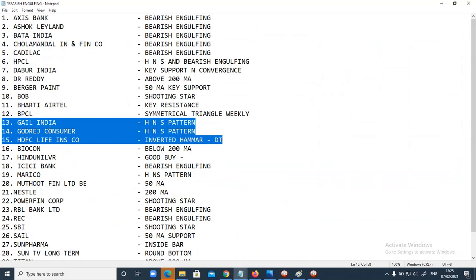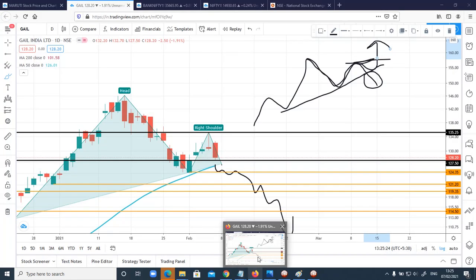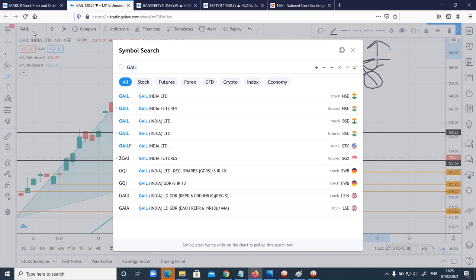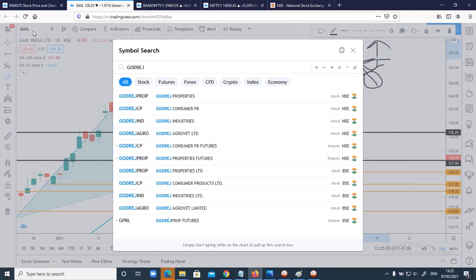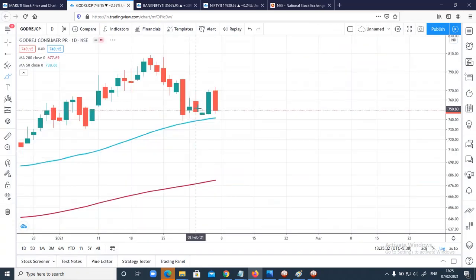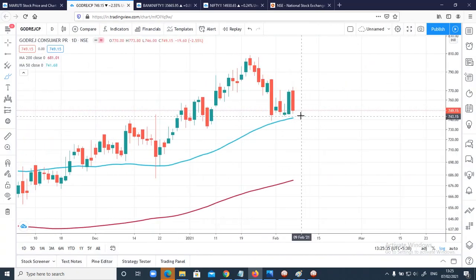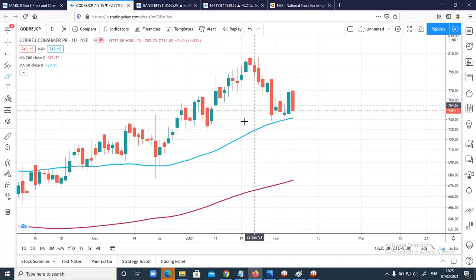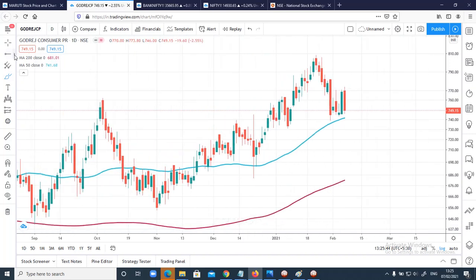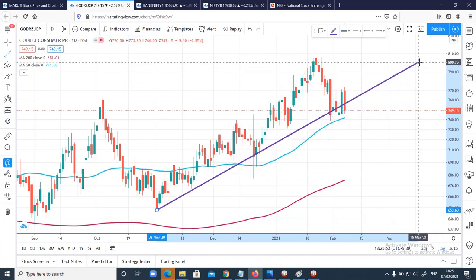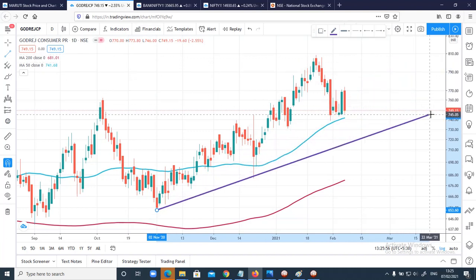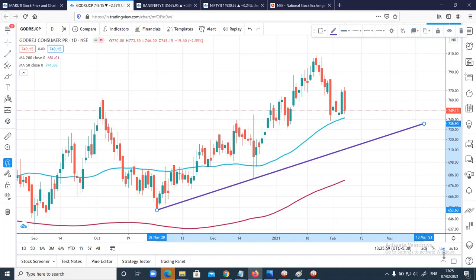The next stocks are going to be Godrej Consumer and HDFC Life Insurance. Godrej Consumer also has the same thing, that is, a head and shoulder pattern in formation. With the same thing you can see here, it's also trading near the 50 moving average. The first thing I see here is the 50 moving average can provide a good support. And talking about this, let's go and check out what has happened with the trend line as well.